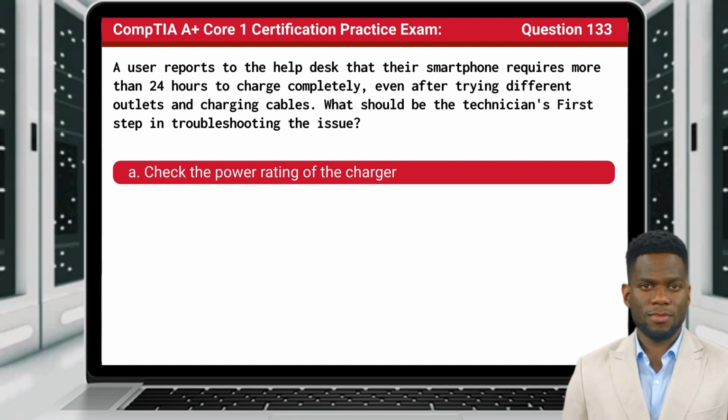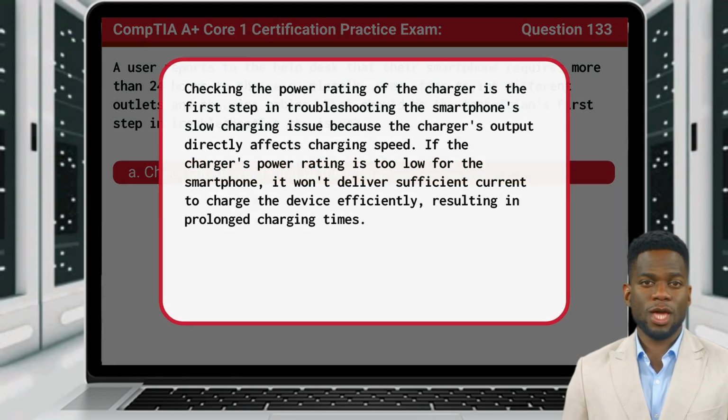The answer is A. Check the power rating of the charger. Checking the power rating of the charger is the first step in troubleshooting the smartphone's slow charging issue because the charger's output directly affects charging speed. If the charger's power rating is too low for the smartphone, it won't deliver sufficient current to charge the device efficiently, resulting in prolonged charging times.